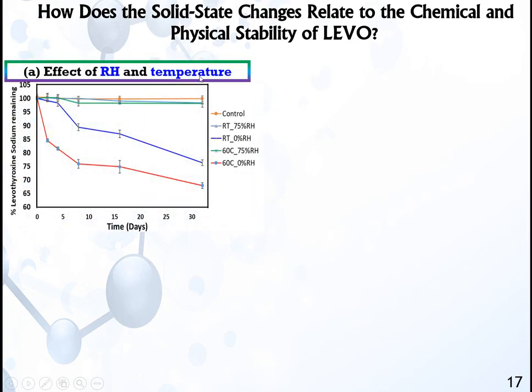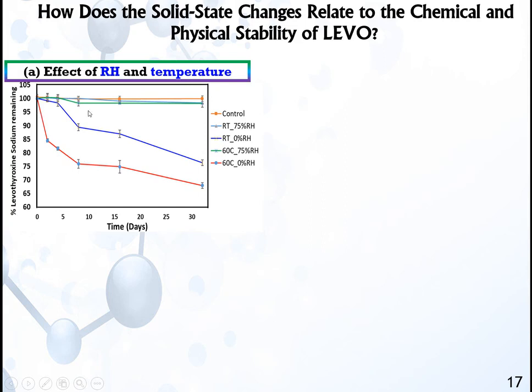So here's the effect of RH and temperature. This may be some work that we had done at the University of Hawaii with Maz and Hamad. This is the percent of levothyroxine sodium remaining. And the degradation products for this, first it loses an iodine, goes from T4 to T3, but it's a whole cascade of reaction pathways. And you can see that at low humidity and high temperature, you get very rapid degradation.